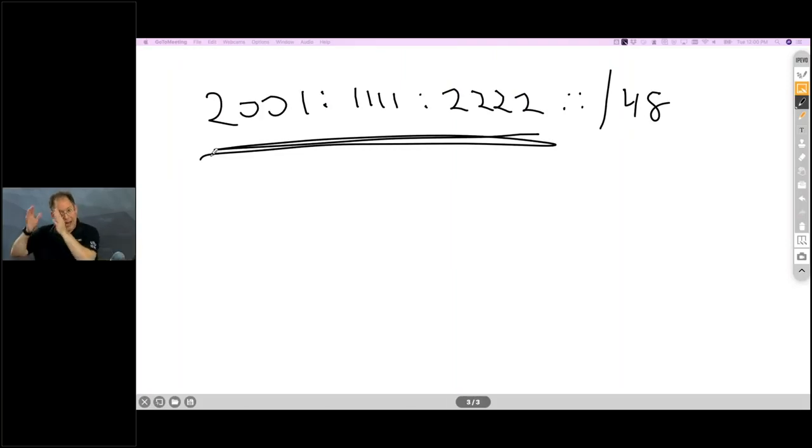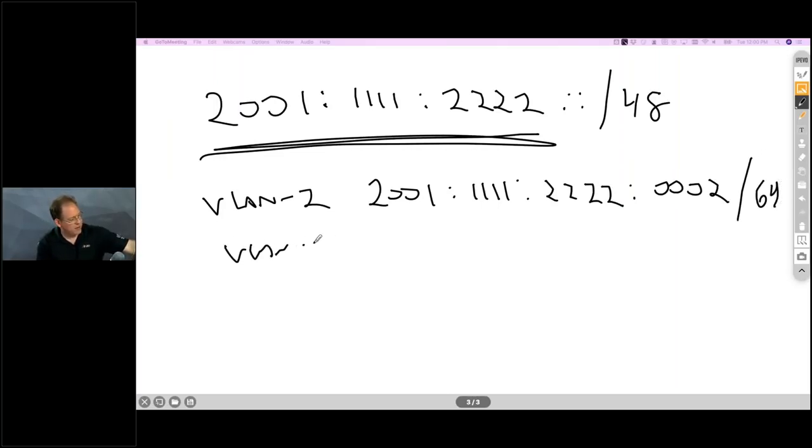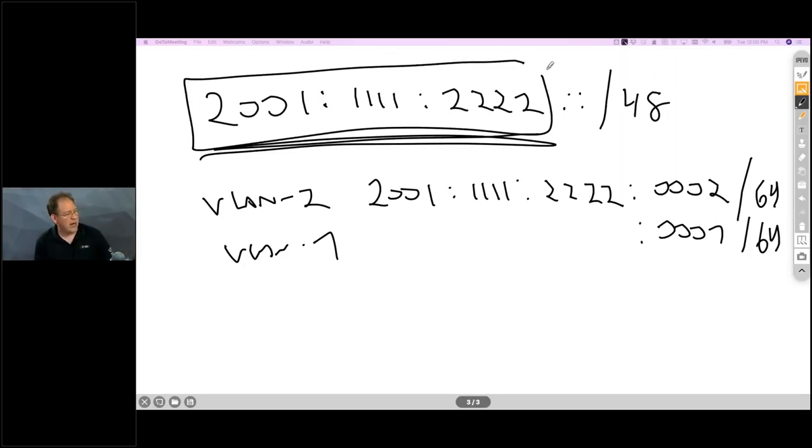Because remember, all end VLANs, all end subnets should be a /64. So I could say, okay, everything on VLAN 2, why don't we have that be 2001:1111:2222, and why don't we just say 0002, and that'll be my /64 there. Everything on VLAN, let's say 7, will end with 0007. That'll be the /64. So you're right. I'm starting out with a /48.